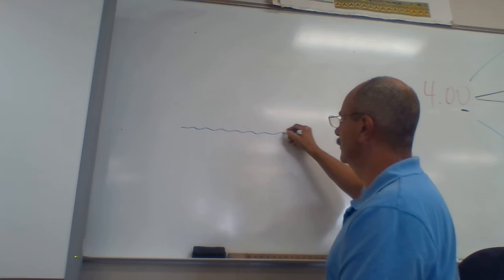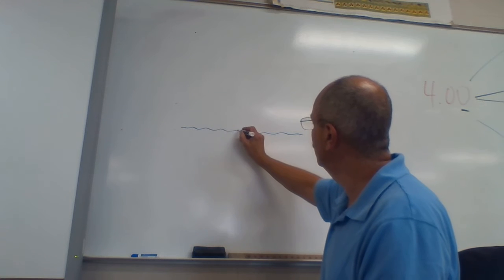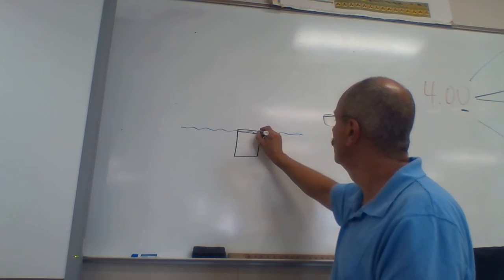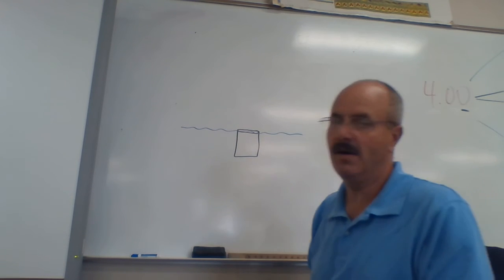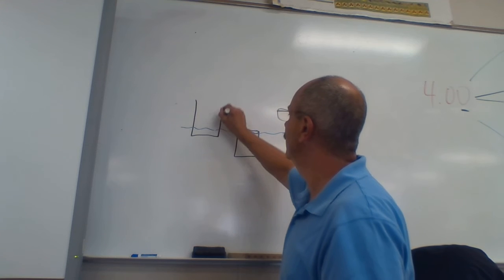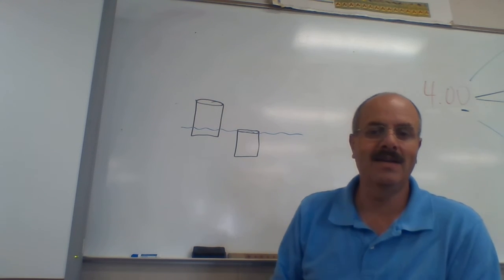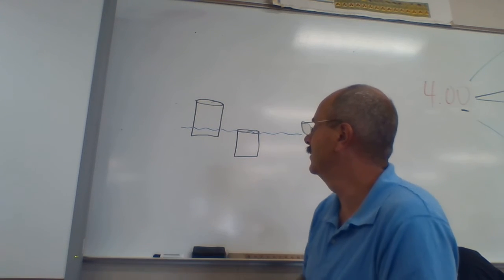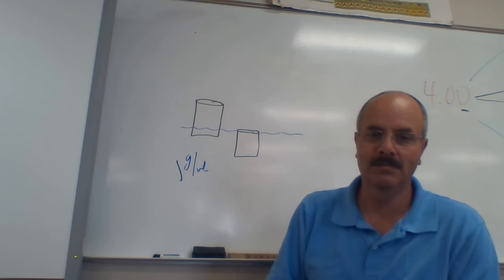here's the top of the water, right? What you wanted to be able to do is make it so that the cup actually floated like this. So it was like way down in the water. You don't want it to float like this. If it floats like that, then that means it's way less dense than water. And the density of the water is 1 gram per milliliter.